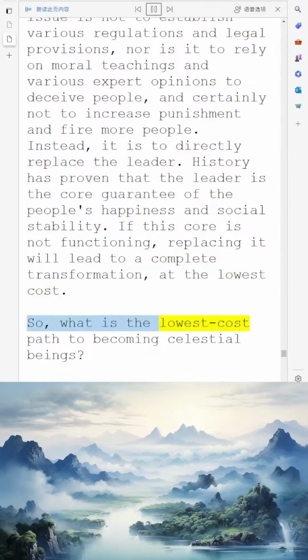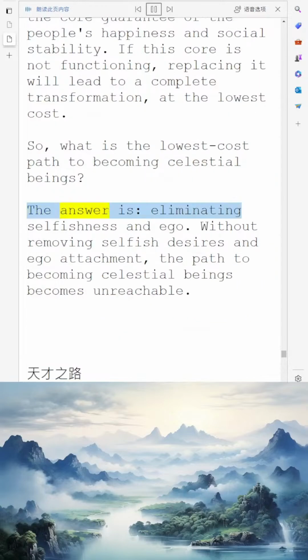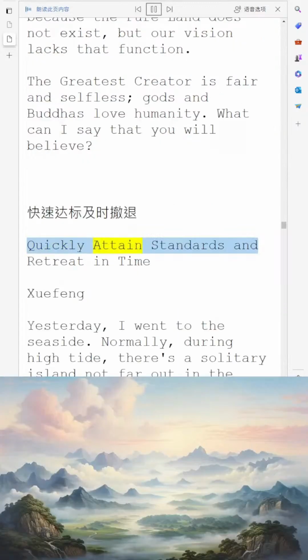So, what is the lowest cost path to becoming celestial beings? The answer is eliminating selfishness and ego. Without removing selfish desires and ego attachment, the path to becoming celestial beings becomes unreachable. Quickly attain standards and retreat in time.